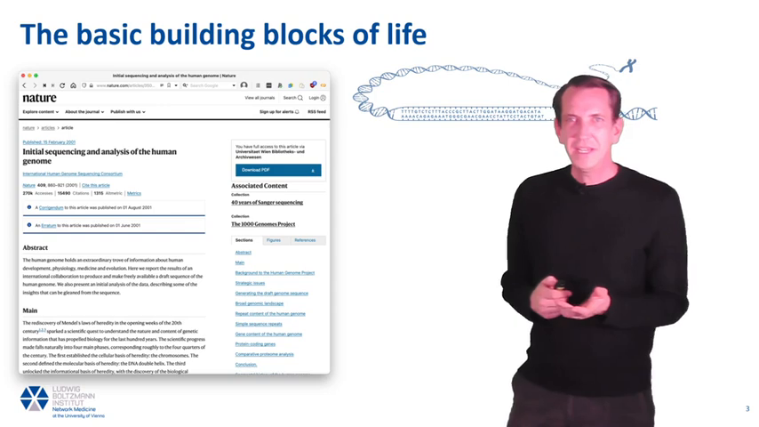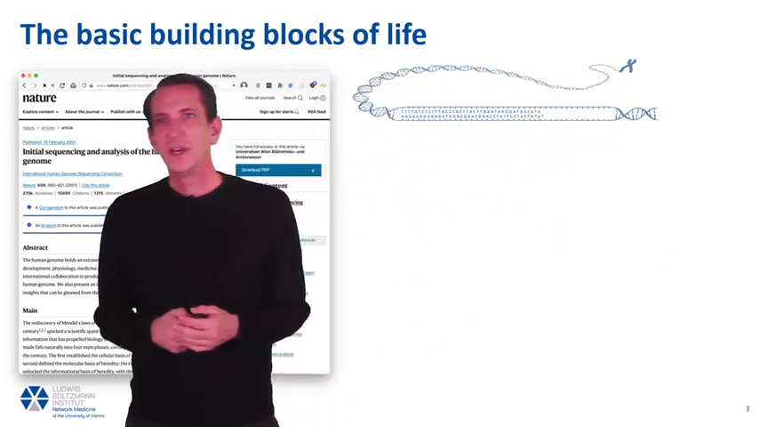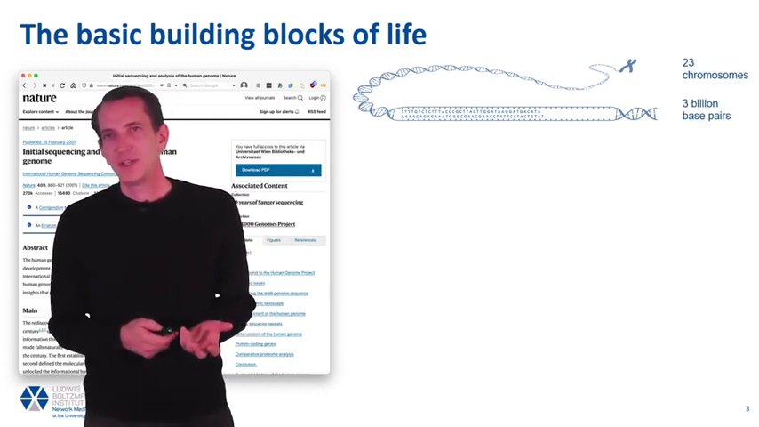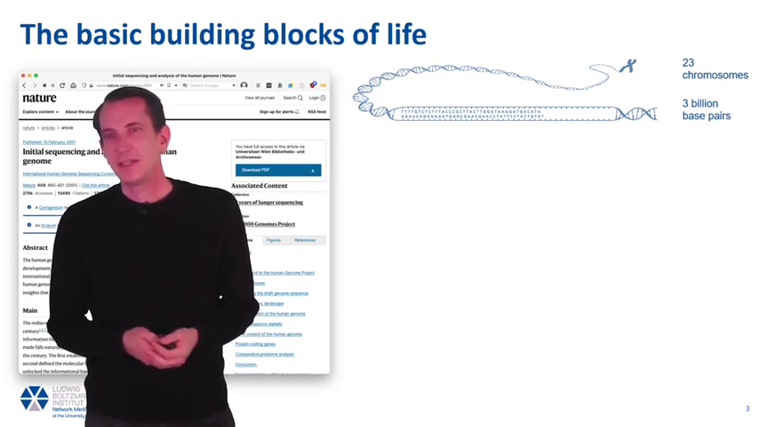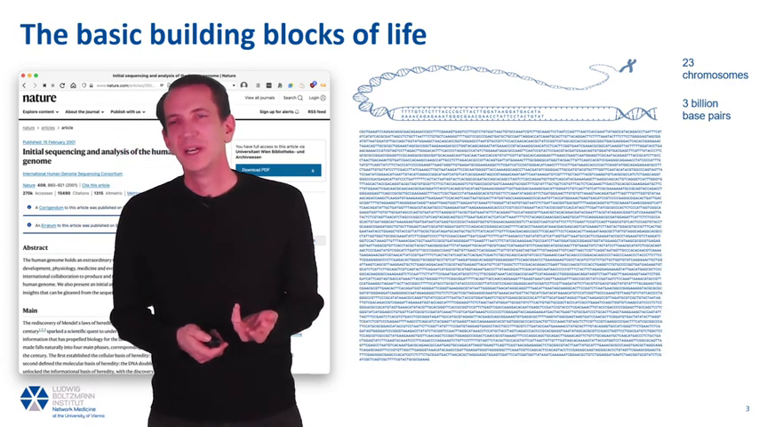The result of that is essentially, for all 23 chromosomes in the human body, a very, very long list of letters that represent the genetic code. So there are 3 billion base pairs, and a short section of this long list may look like this.